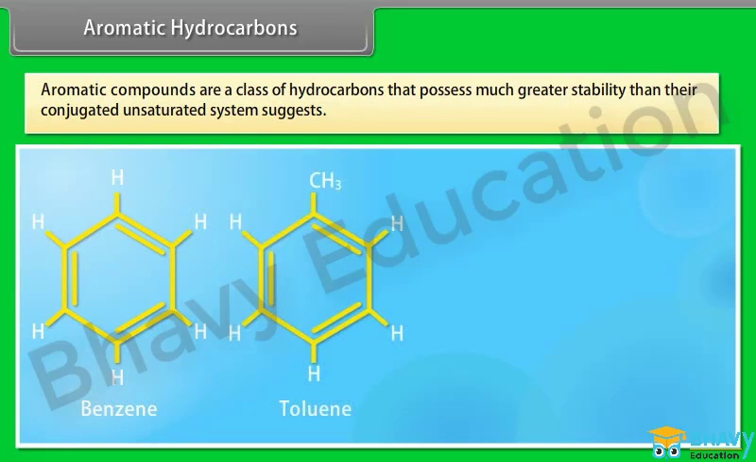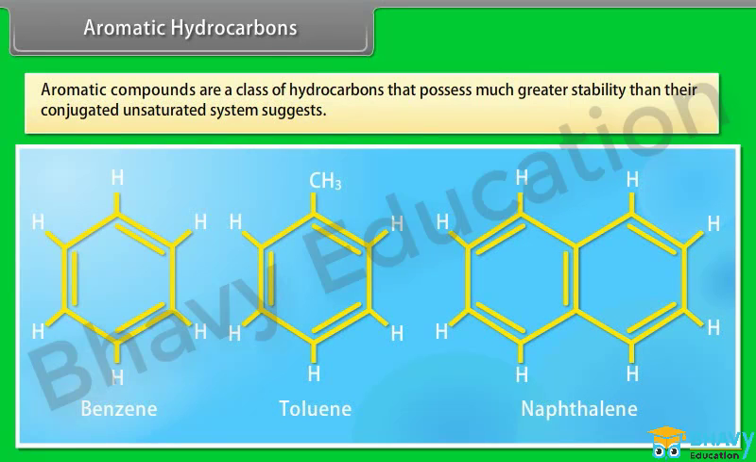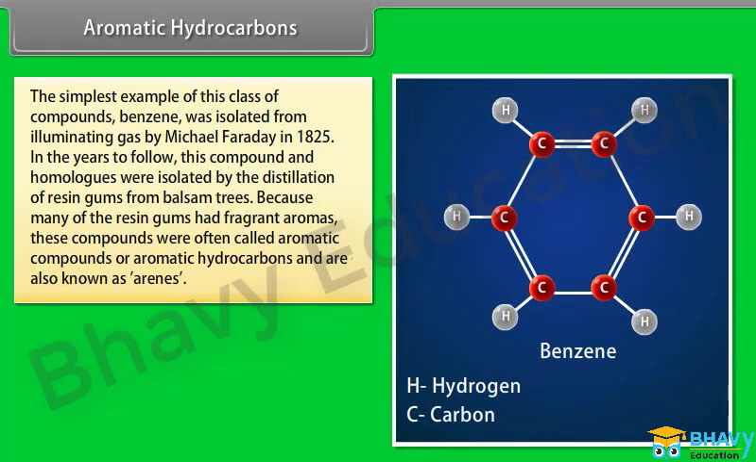Aromatic hydrocarbons. Aromatic compounds are a class of hydrocarbons that possess much greater stability than their conjugated unsaturated system suggests. The simplest example of this class of compounds, benzene, was isolated from illuminating gas by Michael Faraday in 1825. In the years to follow, this compound and homologues were isolated by the distillation of resin gums from balsam trees. Because many of the resin gums had fragrant aromas, these compounds were often called aromatic compounds or aromatic hydrocarbons and are also known as arenes.